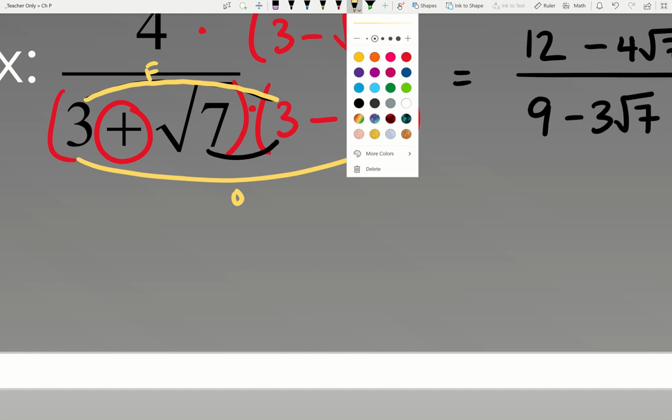Okay. Man, OneNote is really not wanting to be my friend in terms of these colors today.